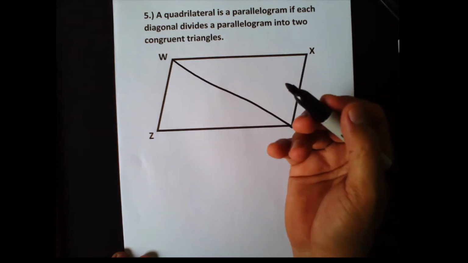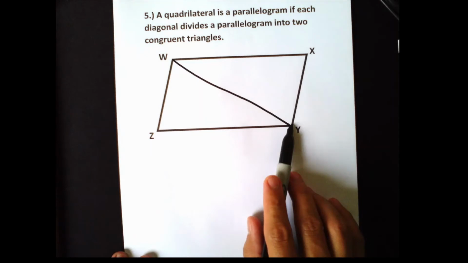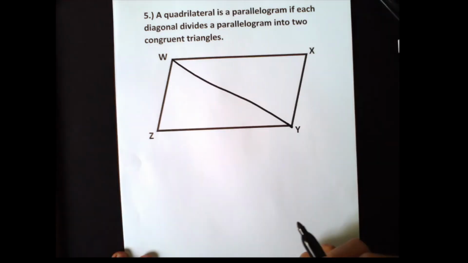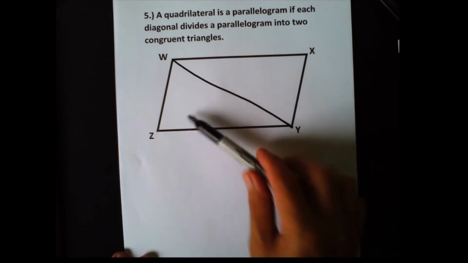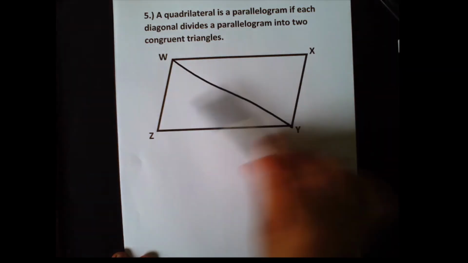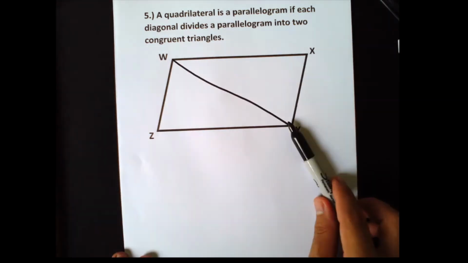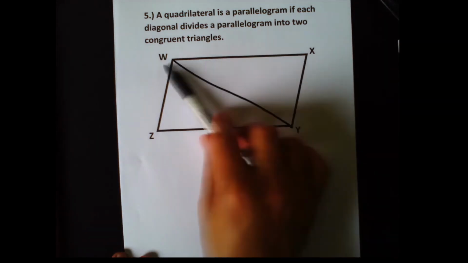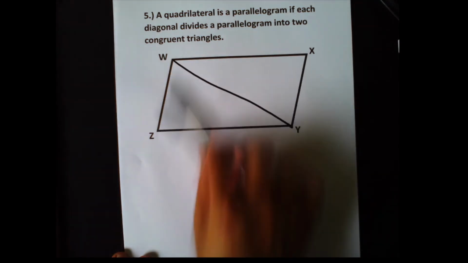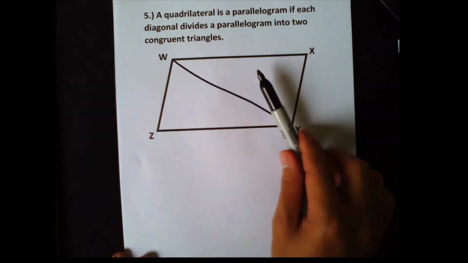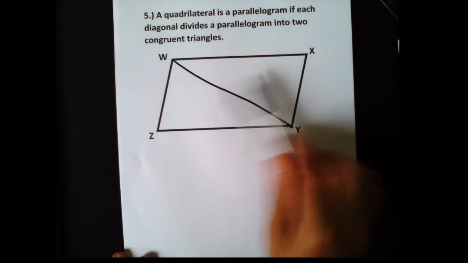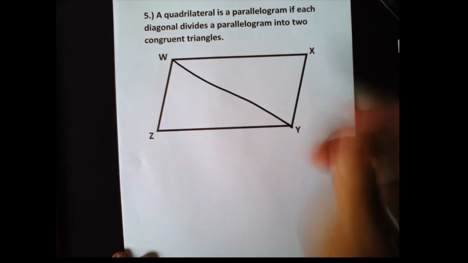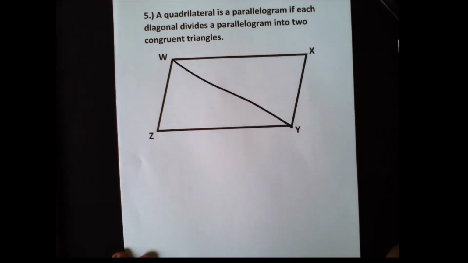So if this condition is satisfied, therefore that is a parallelogram. If we draw a diagonal into a quadrilateral figure and it divides the figure into two congruent triangles, therefore that is a parallelogram.